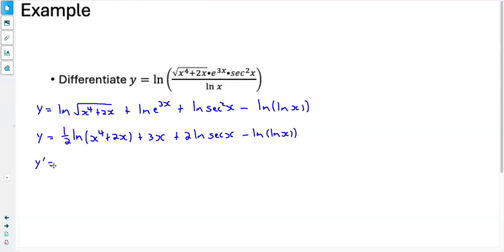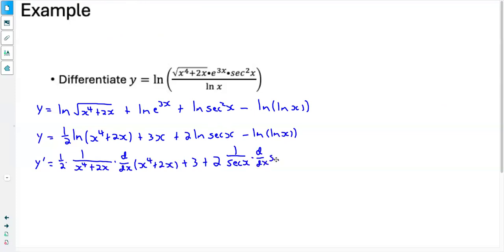So we've got y prime is equal to 1/2 times the derivative of the natural logarithm of x, which would be just 1 over x to the power 4 plus 2x, times d dx of x to the power 4 plus 2x, plus the derivative of 3x, so that's just going to be plus 3, plus 2 times the derivative of the natural logarithm of secant x, so that'd be 1 over secant x times d dx of secant x, minus the derivative of our natural logarithm of the natural logarithm of x, which would be 1 over the natural logarithm of x, and then times the derivative of the natural logarithm of x.